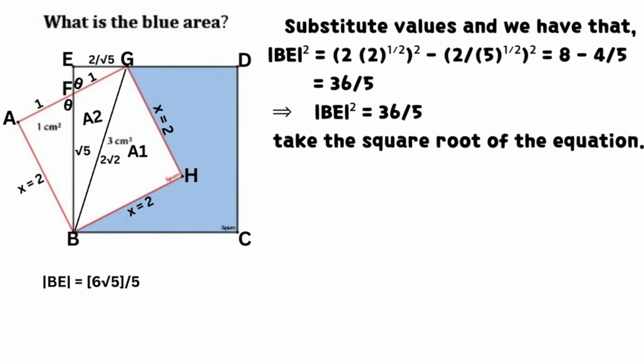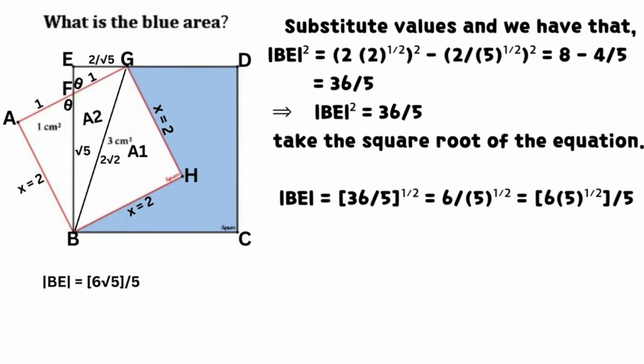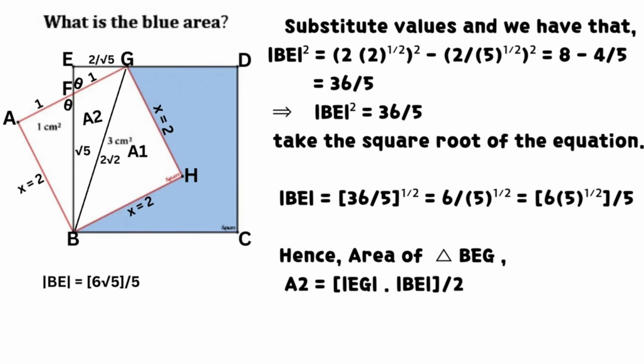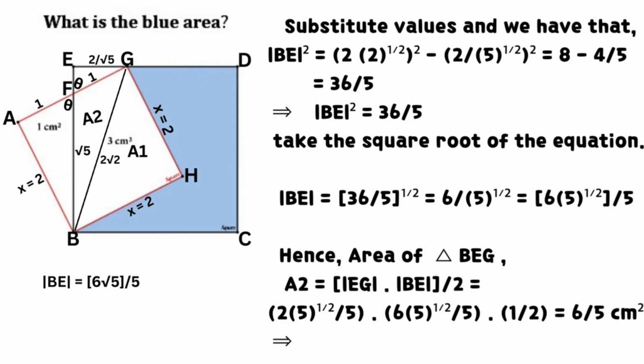Substitute values and we have that the square of line BE equals 8 minus 4 divided by 5, which equals 36 divided by 5. Take the square root of the equation. Line BE equals the product of 6 and the square root of 5 divided by 5 in centimeters.